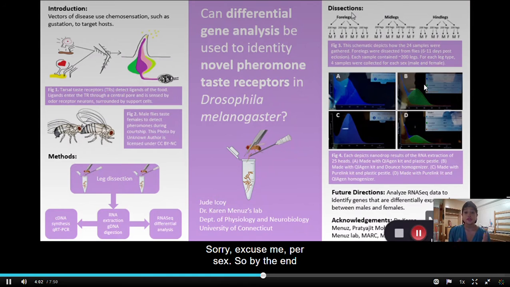Per sex. So for the end, there should be 24 samples in total, and each sample should contain 200 legs. So then we've extracted the RNA for all of those tissues, for all of those samples, making sure that there's no genomic DNA contamination. And as a check, we can convert that RNA to complementary DNA just to make sure that there's no genomic DNA contamination.